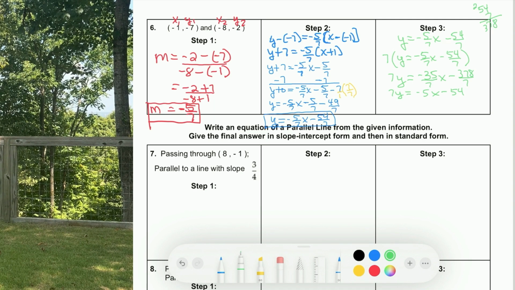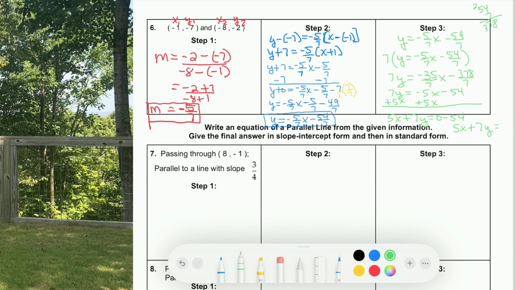All right, I'm now going to add the 5x to both sides. I end up with 5x plus 7y equals 0 minus 54. So my answer is 5x plus 7y equals negative 54. And that's our answer for that one.